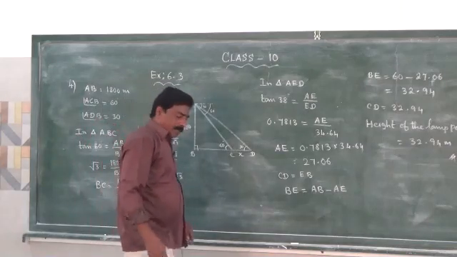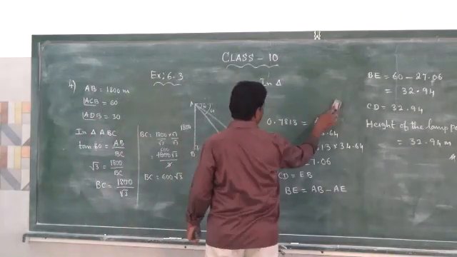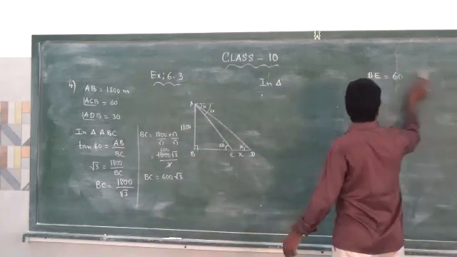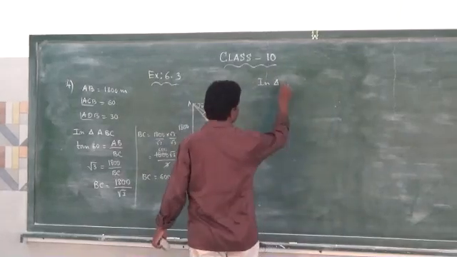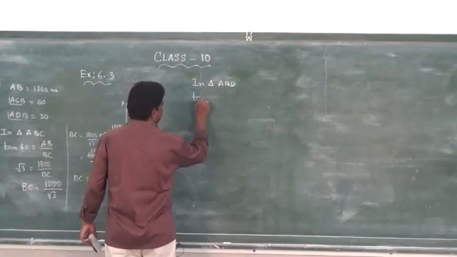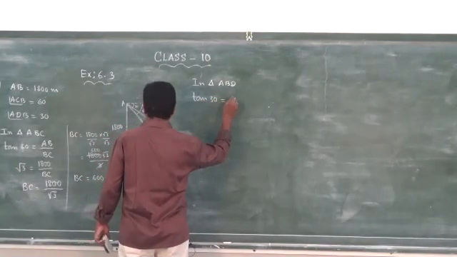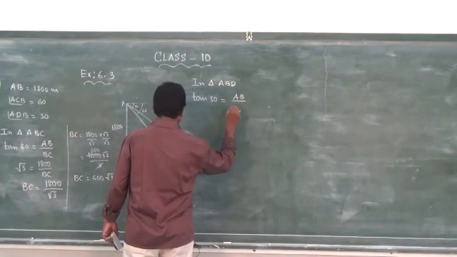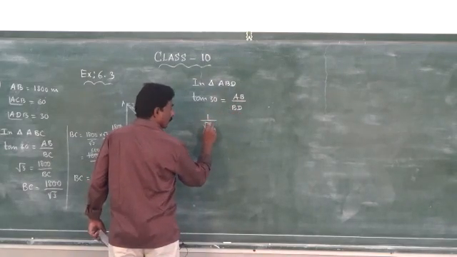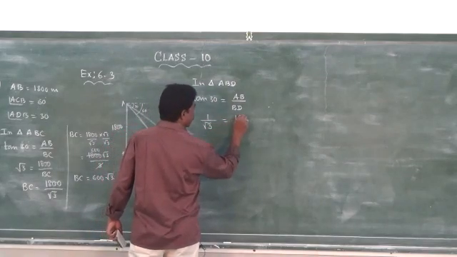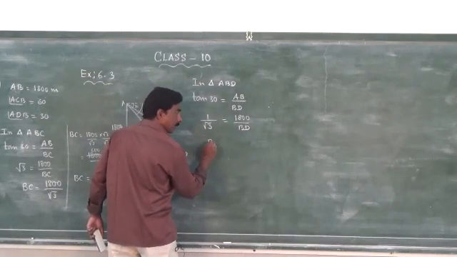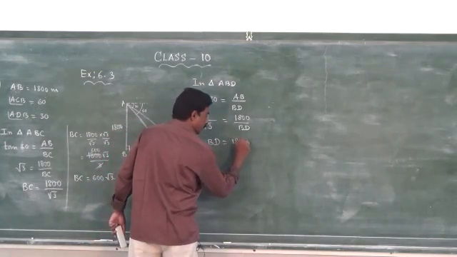Now in triangle ABD, tan 30 is opposite AB by BD. Tan 30 is 1 by root 3. 1 by root 3 is equal to AB is 1800 by BD. So when you cross multiply, BD is equal to 1800 root 3.